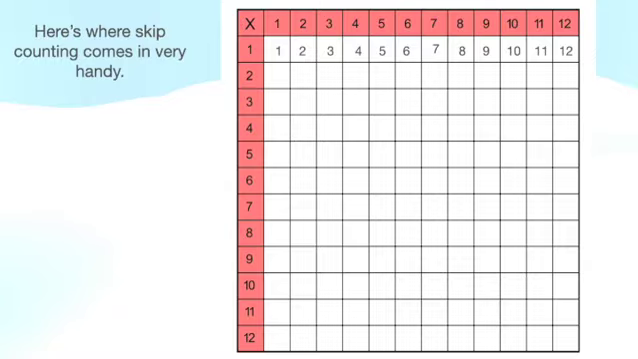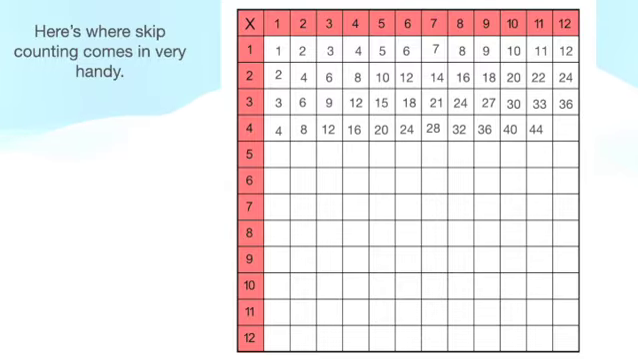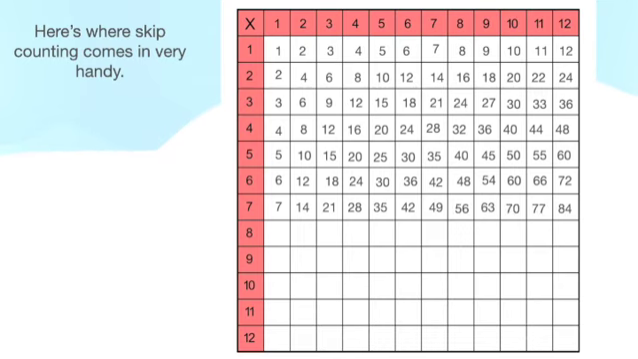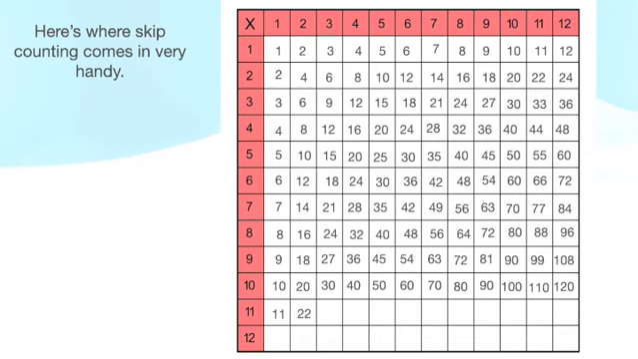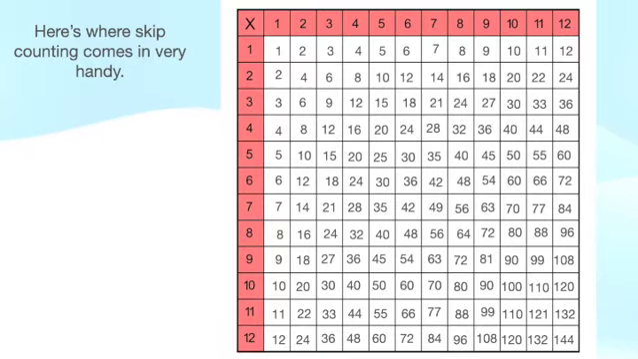And then here's where your skip counting comes in really handy, because then you're actually writing what you were skip counting: 2, 4, 6, 8, 10, 12, 3, 6, 9, 12, 15, 18, so on and so forth, throughout all of these sets. And I would actually do those activities before we would do multiplication time.